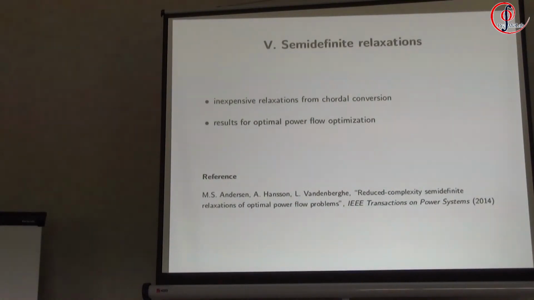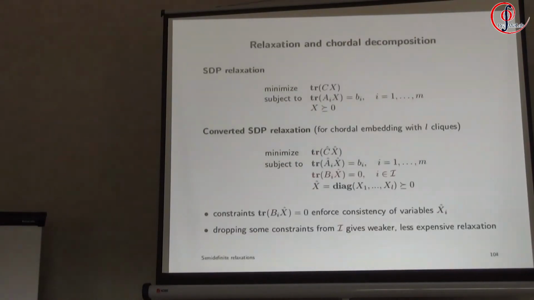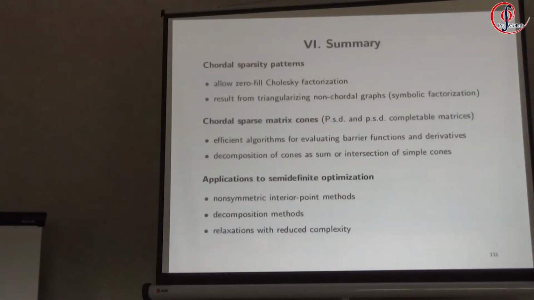In the previous part we had the conversion method. We introduced all these auxiliary splitting variables, and you had to add consistency constraints, and the difficulty was in dealing with the large size of the consistency constraints. Here you could also use that in relaxations, because if you drop some of the consistency constraints, then you still get a weaker relaxation than the original one, but it may be cheaper to evaluate because the SDP may be easier to solve. So that's the point of this example.